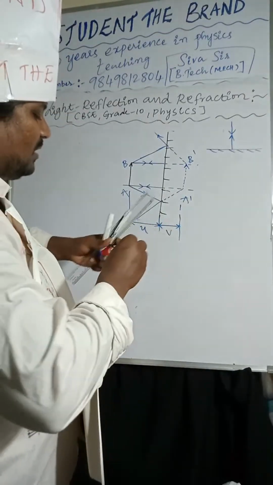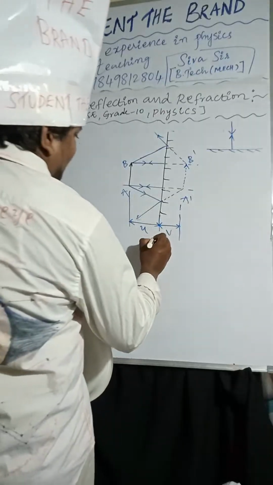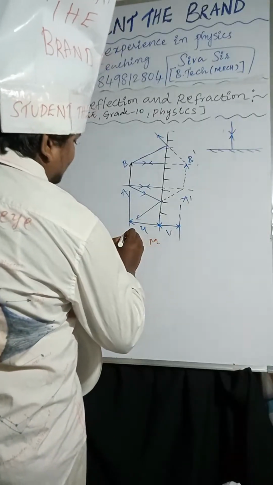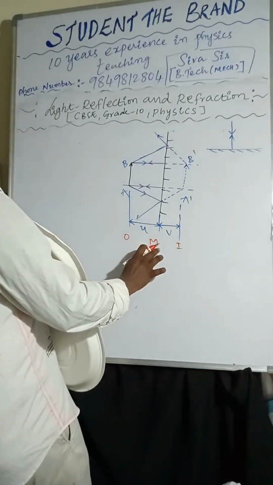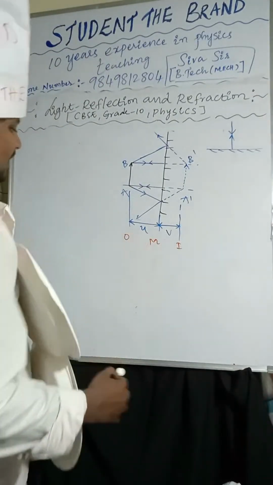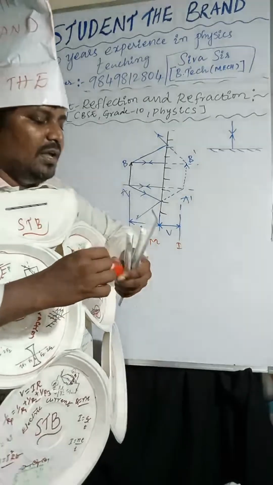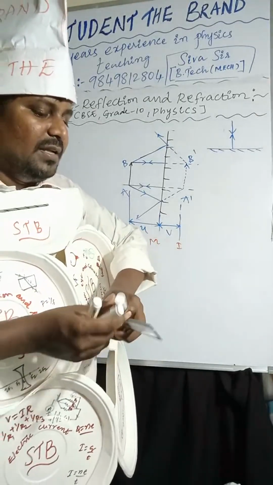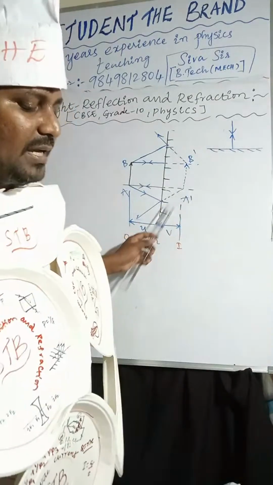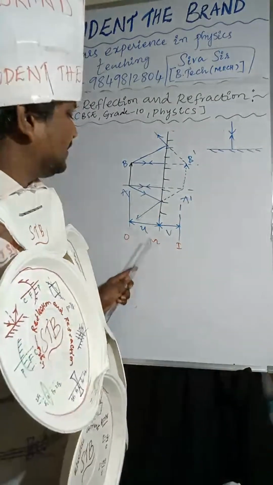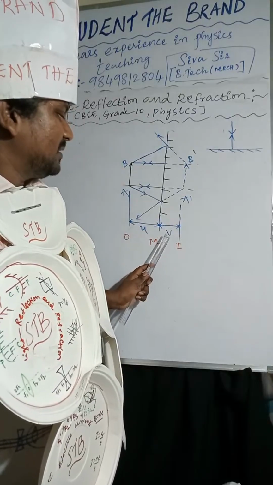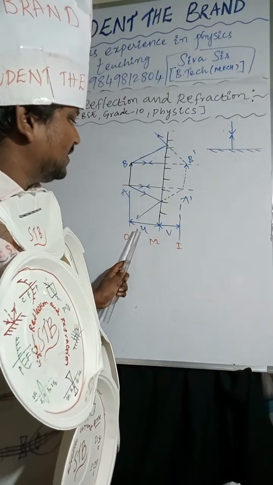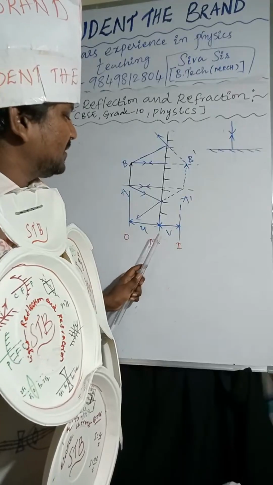Okay, so I'll draw here. You can see this is the mirror. This is the object and this is the image. The distance between object and mirror is called object distance. The distance between mirror and image is called image distance. So once again, the distance between object and mirror is object distance, and the distance between image and mirror is image distance.